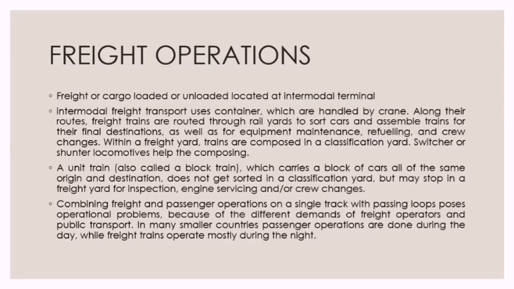Freight operation: freight or cargo is loaded or unloaded at intermodal terminals. Intermodal freight transport uses containers which are handled by a crane. Along the route, freight trains are routed to rail yards to sort cars and assemble trains for their final destination, as well as for equipment maintenance, refueling, and crew changes. Within a freight yard, trains are composed in a classification yard. Switcher or shunter locomotives help the composing.